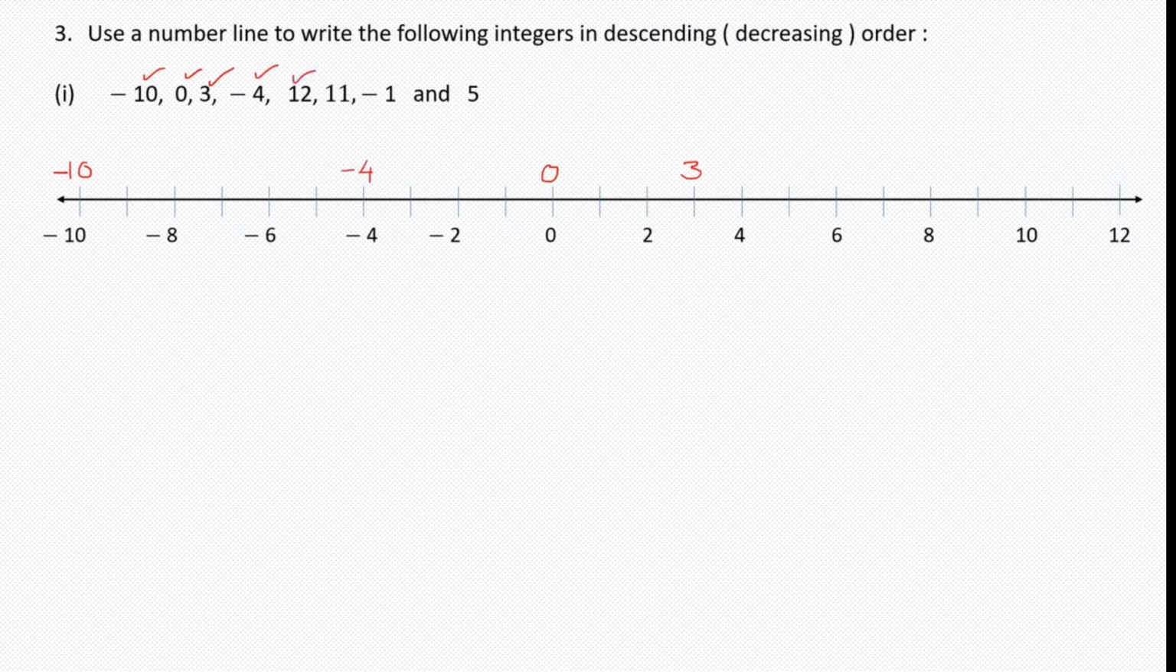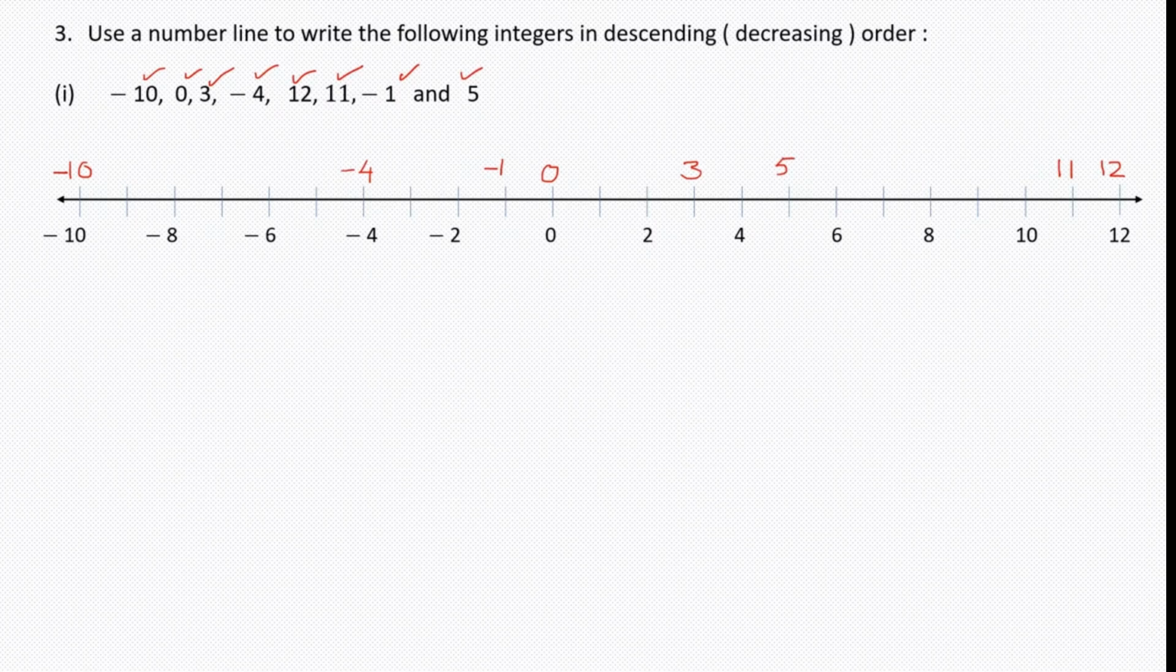12 is a positive number on the right hand side, right at the end. 11 is a positive number between 10 and 12. Minus 1, a negative number between 0 and minus 2. 5 is a positive number, so minus 1 we did, and this will be between 4 and 6. So I have all my numbers.